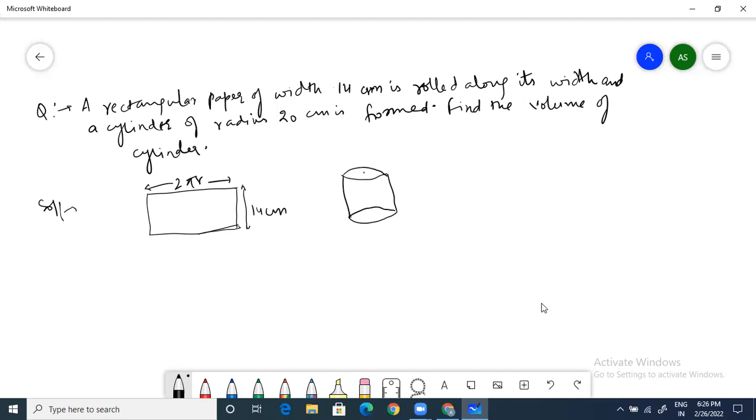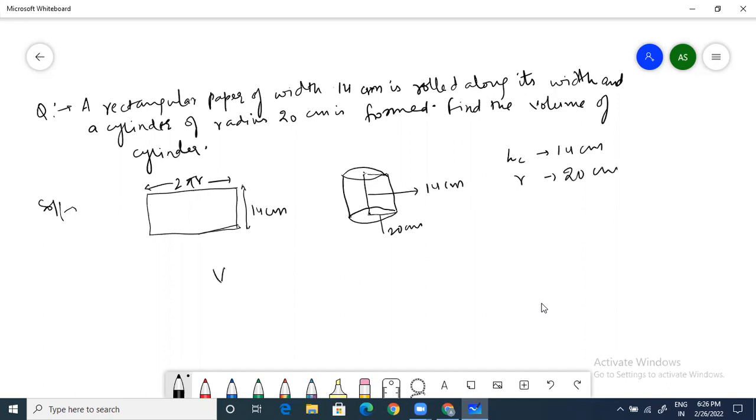So tell me one thing, this height is equal to 14 centimeters. Can we say that? Yes. And we know this radius is 20 centimeters, because it is told to us: a cylinder of radius 20 centimeters, and this height is 14 centimeters. We have seen that because this height is this width, because we are actually folding the paper along this width. Now, we know height of cylinder is equal to 14 centimeters. We know radius is equal to 20 centimeters.